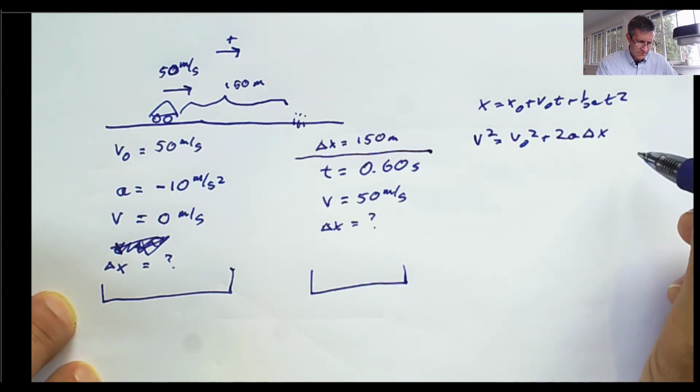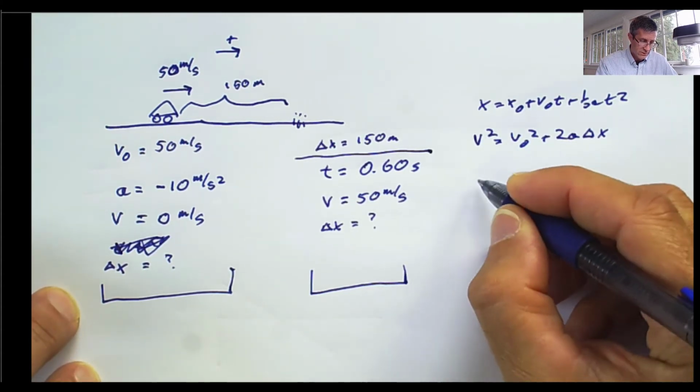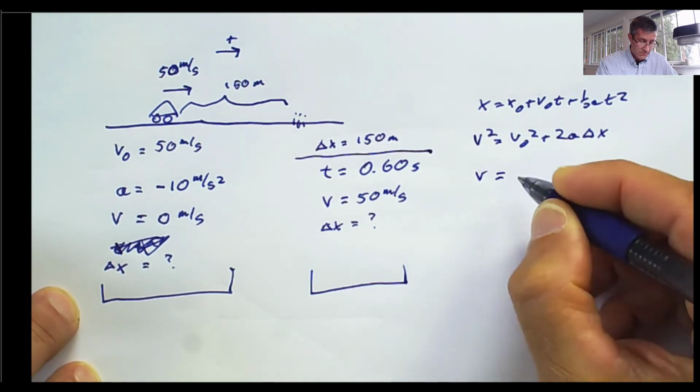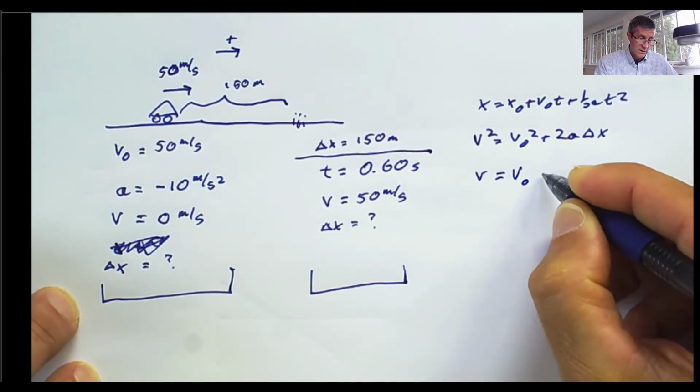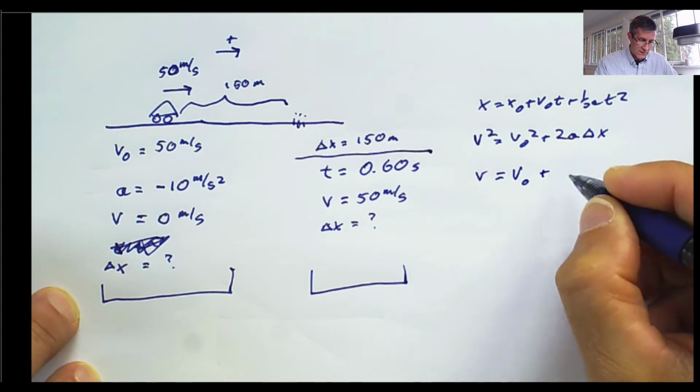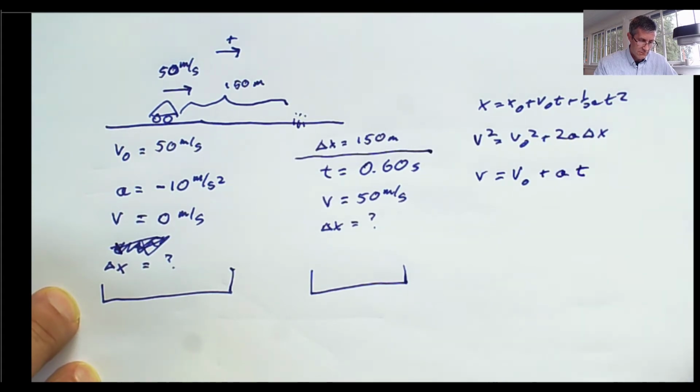Oh, it's the definition of acceleration. So v is going to be v naught plus at. Okay, so those are the three equations I have to choose from, and I'm going to use one or more of these to help me get to the answer.